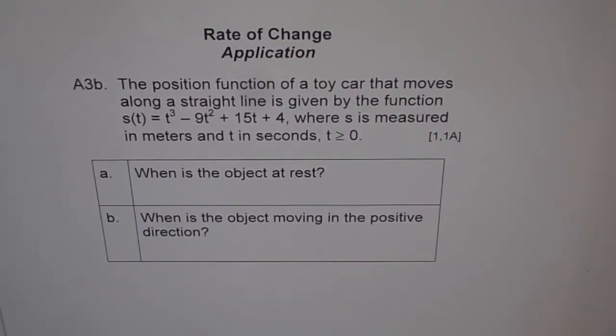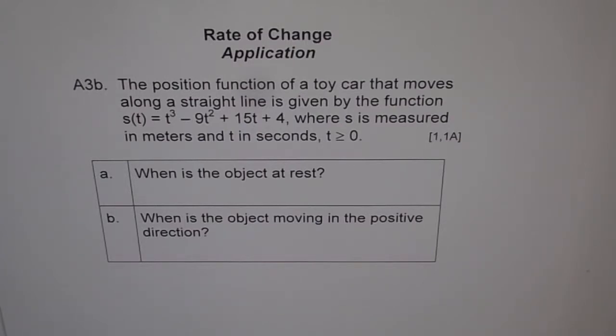Here is part B of our application problem A3, which we started in the previous video. If you have missed that, I'd like you to go through part A of A3 and then get to this. Now in part B, we say the position function of a toy car that moves along a straight line is given by s(t) = t cubed minus 9t squared plus 15t plus 4, where s is measured in meters and t is in seconds, t greater than or equal to 0.